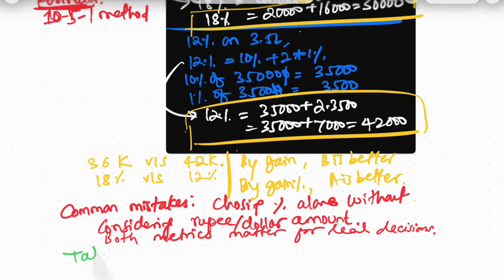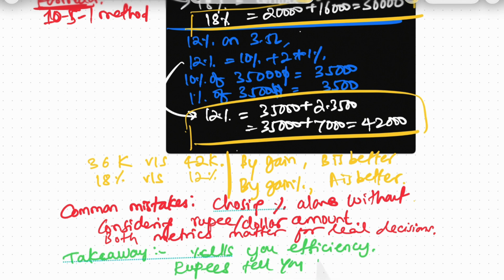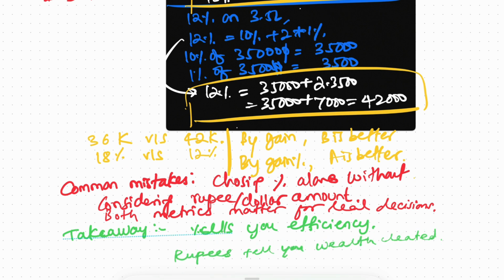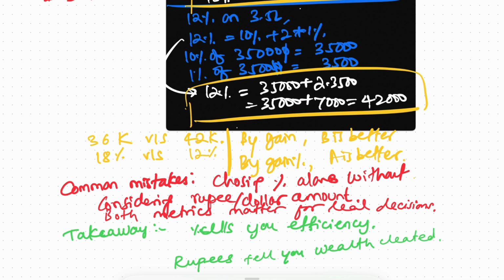So what is the investor takeaway? Percentage tells you efficiency. Rupee tells you wealth created. Use both lenses before deciding, but prioritize percentage gain over the absolute returns.